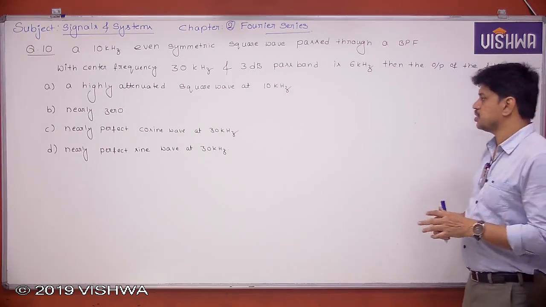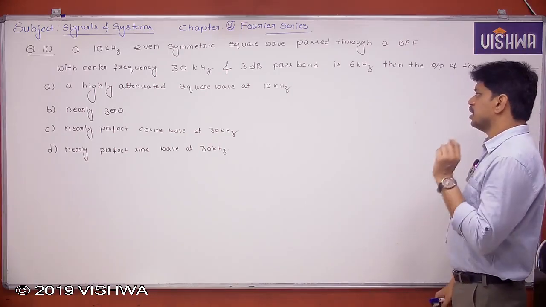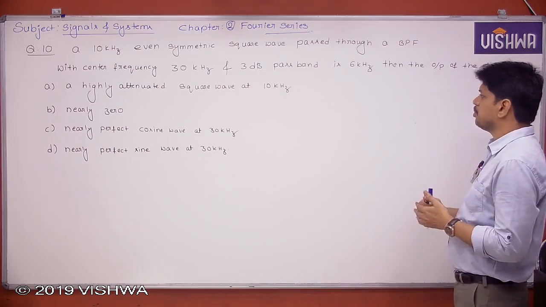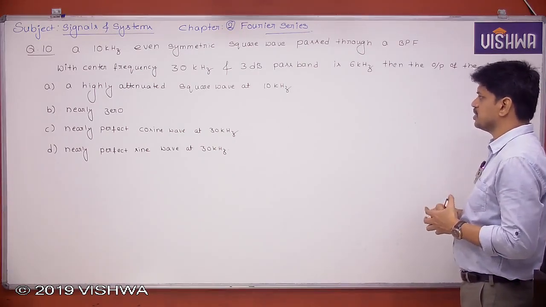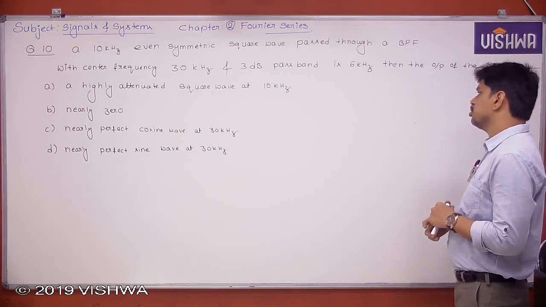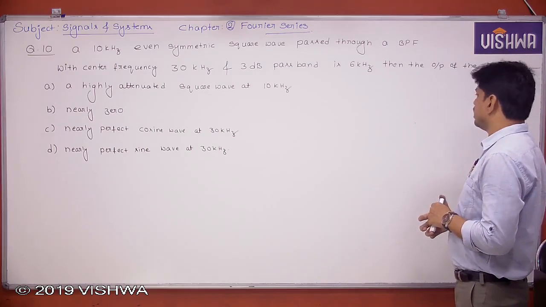Okay, so see the question. A 10 kilohertz even symmetric square wave is passed through a band pass filter with a center frequency 30 kilohertz and 3 dB pass band. 3 dB pass band means bandwidth 6 kilohertz. Then the output of the filter is?